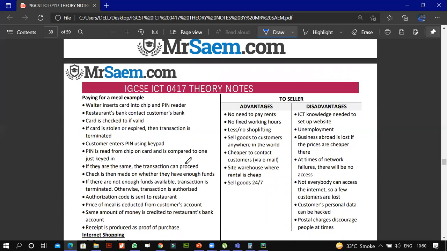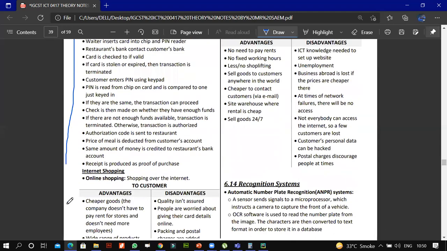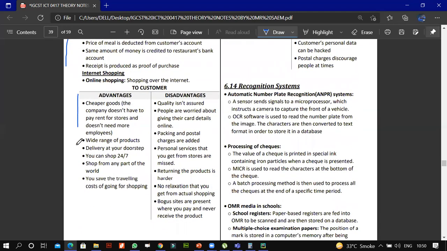Paying for a meal is an example again. This is just an example. I have just explained all of this right now. Internet shopping, all of you know it. I don't think so, I have to discuss this in detail. Online shopping advantages, disadvantages. You're still studying in middle school.